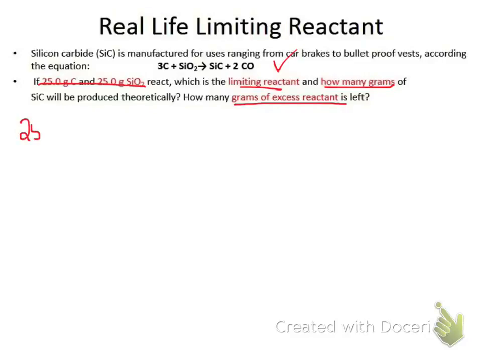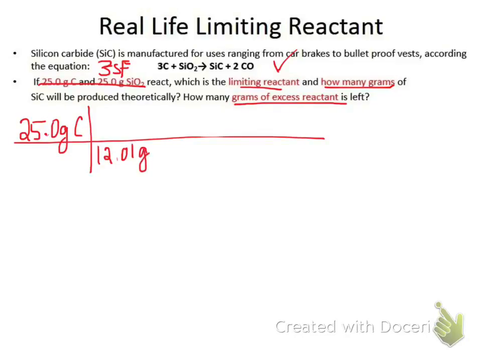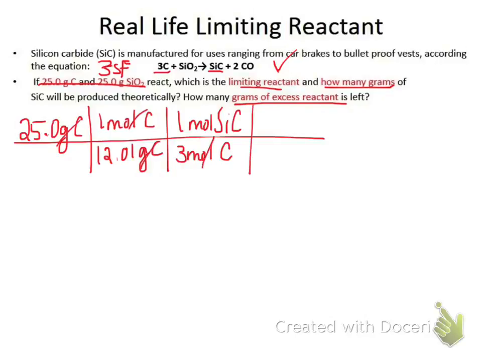So we're going to have 25 grams, and that's going to need three significant figures when we get to the end. So we have 25 grams of carbon. We're going to divide by the molar mass of carbon, because we have to be in moles to do our mole ratio. I look at my ratio, and I have 3 moles of carbon for every 1 mole of silicon carbide that we can produce. Cancel, cancel, cancel, cancel. And then the molar mass of silicon carbide is 40.10. And I do my calculations on my calculator.